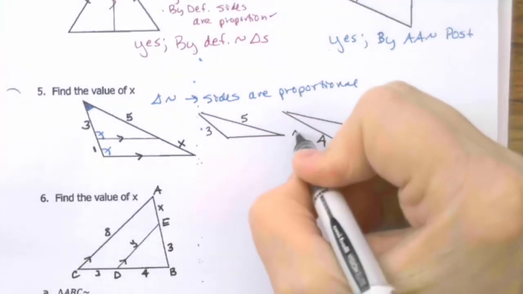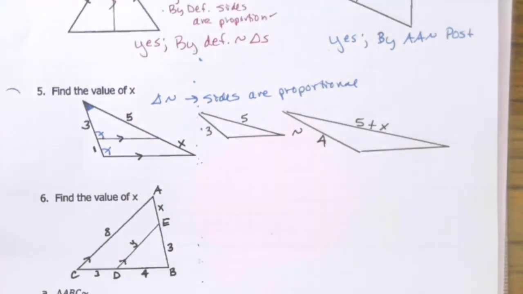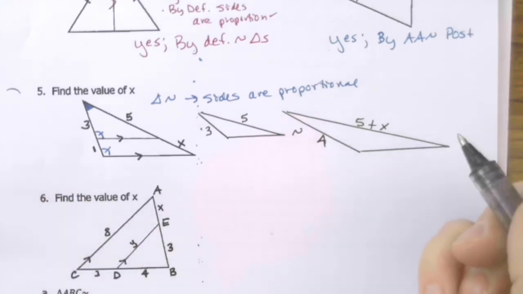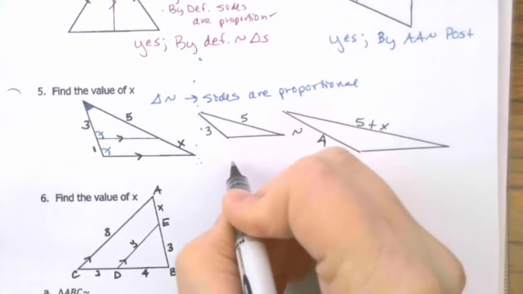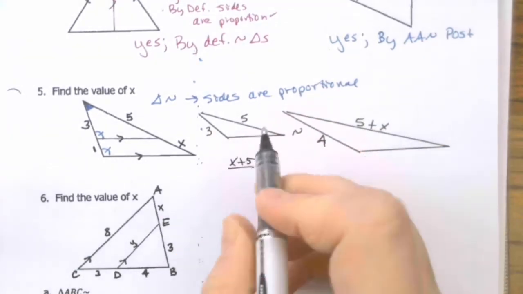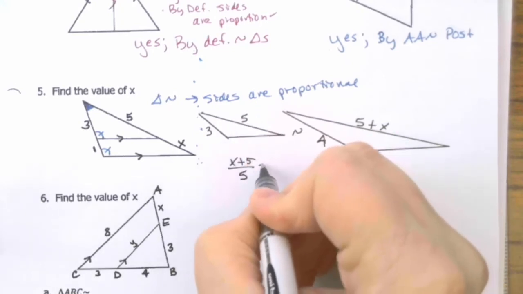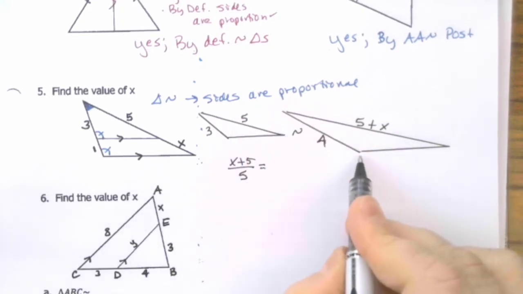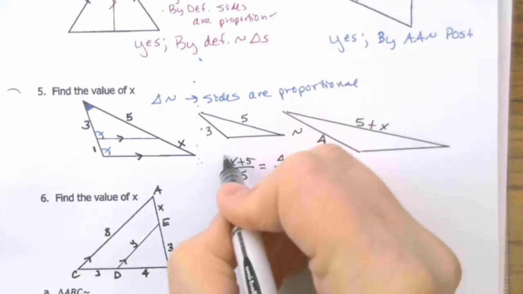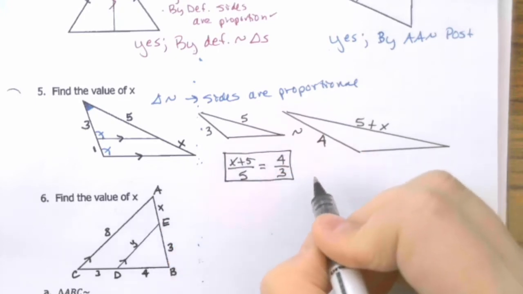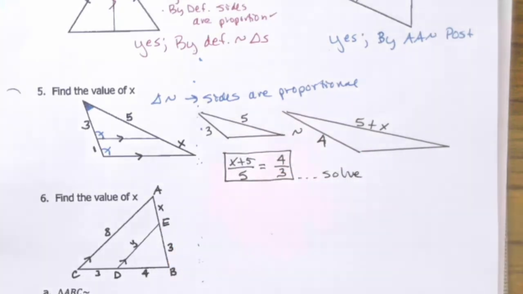And we already know they are similar, which means I can set up corresponding sides equal to each other, and we can solve that. So in this one, there is no old and new, so we just make sure we're consistent. Let's go big over little. So big's long side is x plus 5 over the little one's longest side, which is 5, equals 4, which is the medium side of the big one, over 3, which is the medium side of the small one. That would be our setup, and we would solve from there.